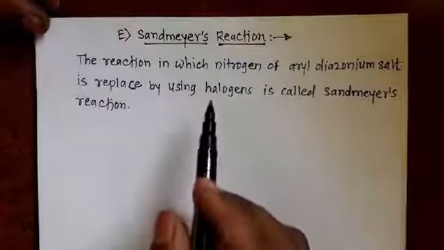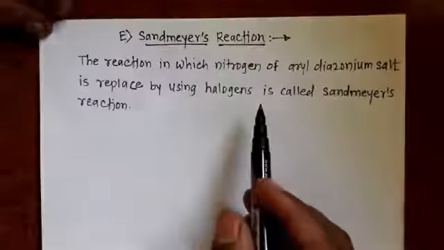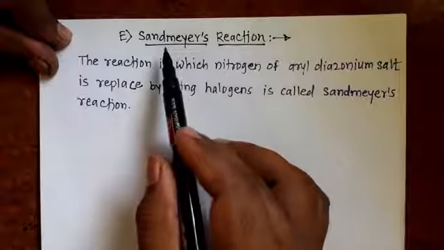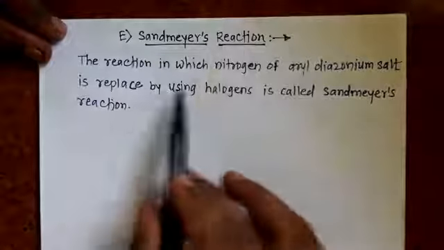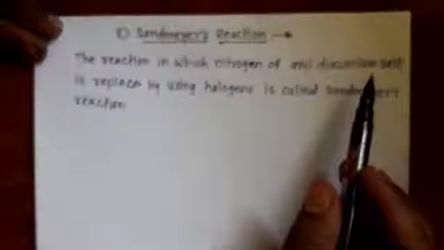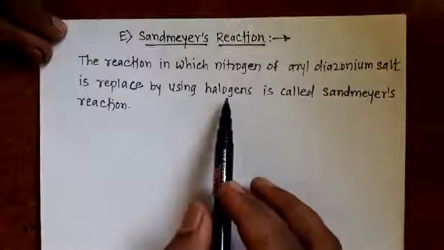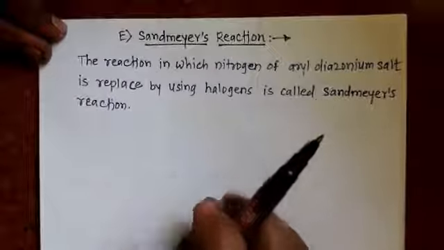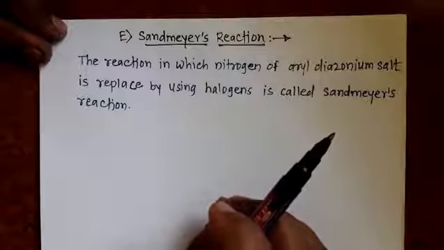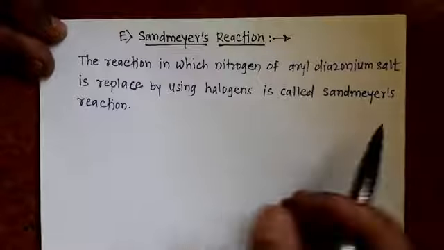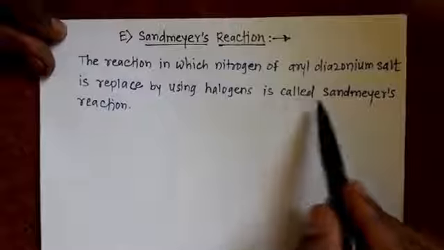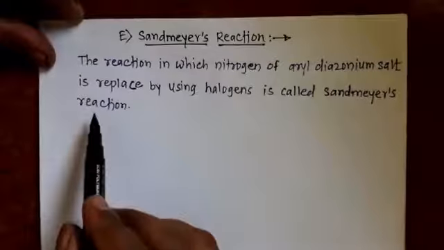Hello students, today we are going to study the last method of preparation of aryl halide, that is Sandmeyer's reaction. In this reaction, the nitrogen of aryl diazonium salt is replaced by a halogen. Here you must note that all halogens can be used to replace the nitrogen of aryl diazonium salts, and this reaction is called Sandmeyer's reaction.